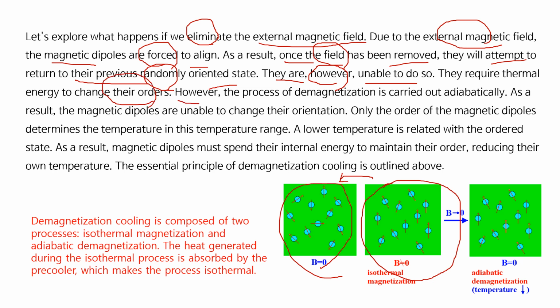However, the process of demagnetization is carried out adiabatically. As a result, the magnetic dipoles are unable to change their orientation. Only the order of the magnetic dipoles determines the temperature in this temperature range. A lower temperature is related with the ordered state. As a result, magnetic dipoles must spend their internal energy to maintain their order, reducing their own temperature. The essential principle of demagnetization cooling is outlined above.